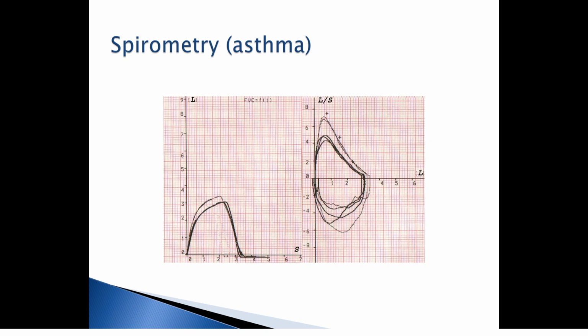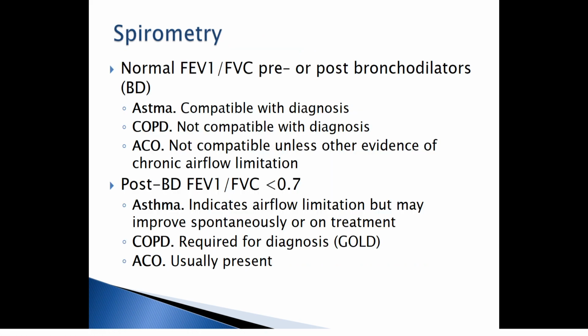If FEV1 improves, for example, 10%, it is less than 12, it means that bronchial obstruction is irreversible and more typical for COPD. But if it is from 10 to 12%, it's borderline, and as a rule, it is ACO. Now we'll discuss which changes may be in all cases.